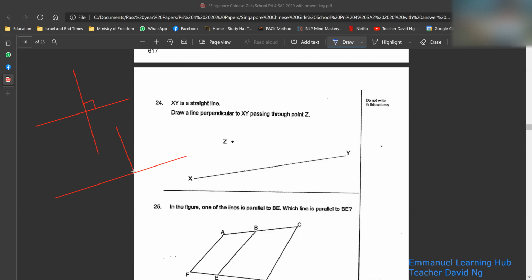This one didn't go through. One goes through, one didn't go through. But they are both perpendicular. So it doesn't mean it must go through to be perpendicular. Perpendicular means 90 degrees. The two lines intersect at 90 degrees. Okay.